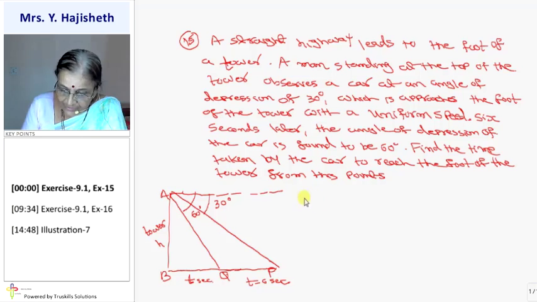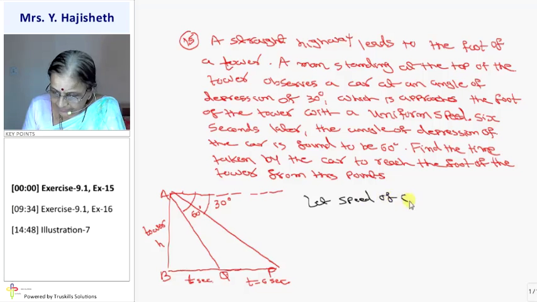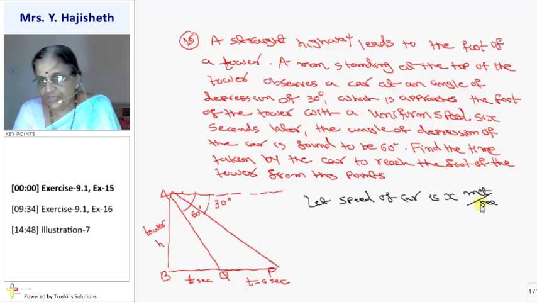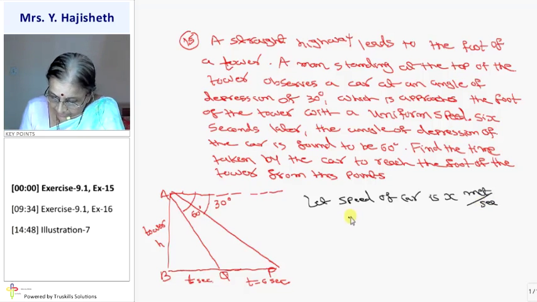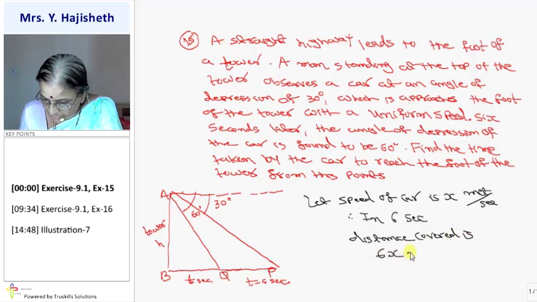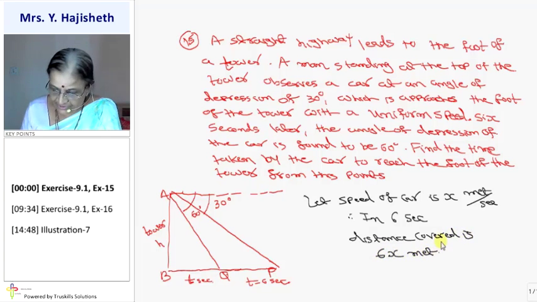So here I have to assume the speed of car. Let speed of car is x meter per second. Suppose car moves at a uniform speed of x meter per second. Therefore in 6 seconds, what is the distance covered by the car? Distance covered is 6 into x, because you know speed into time is distance covered.